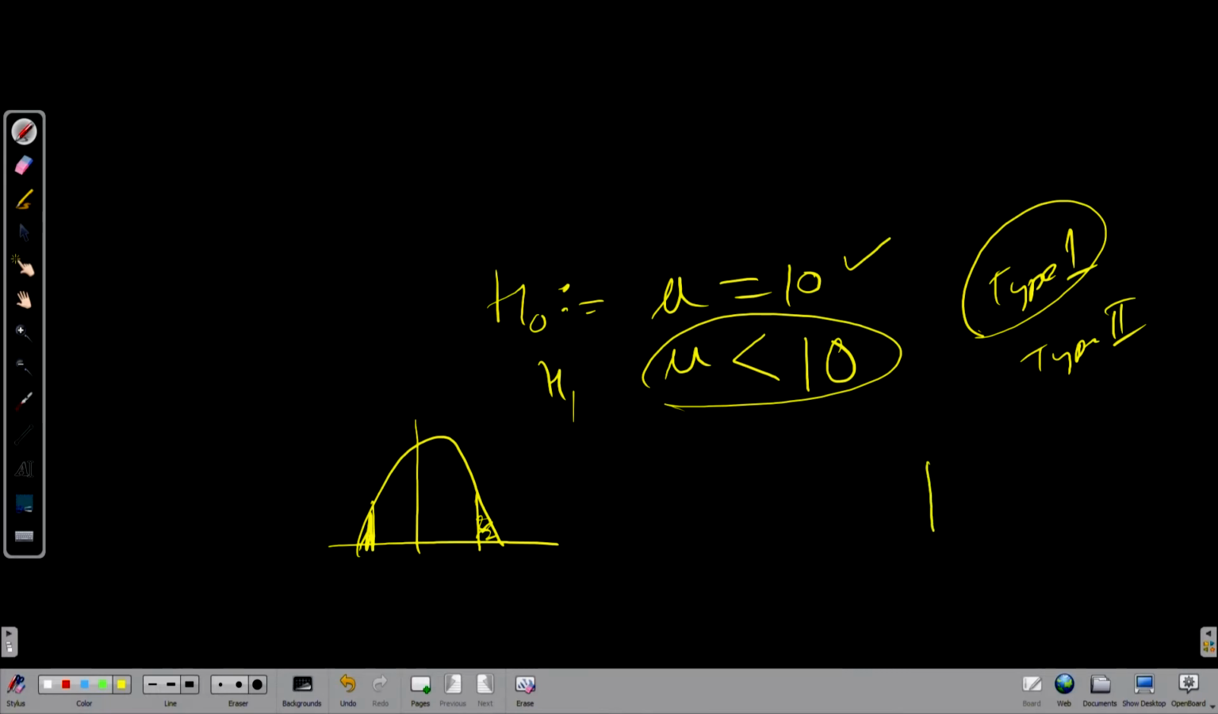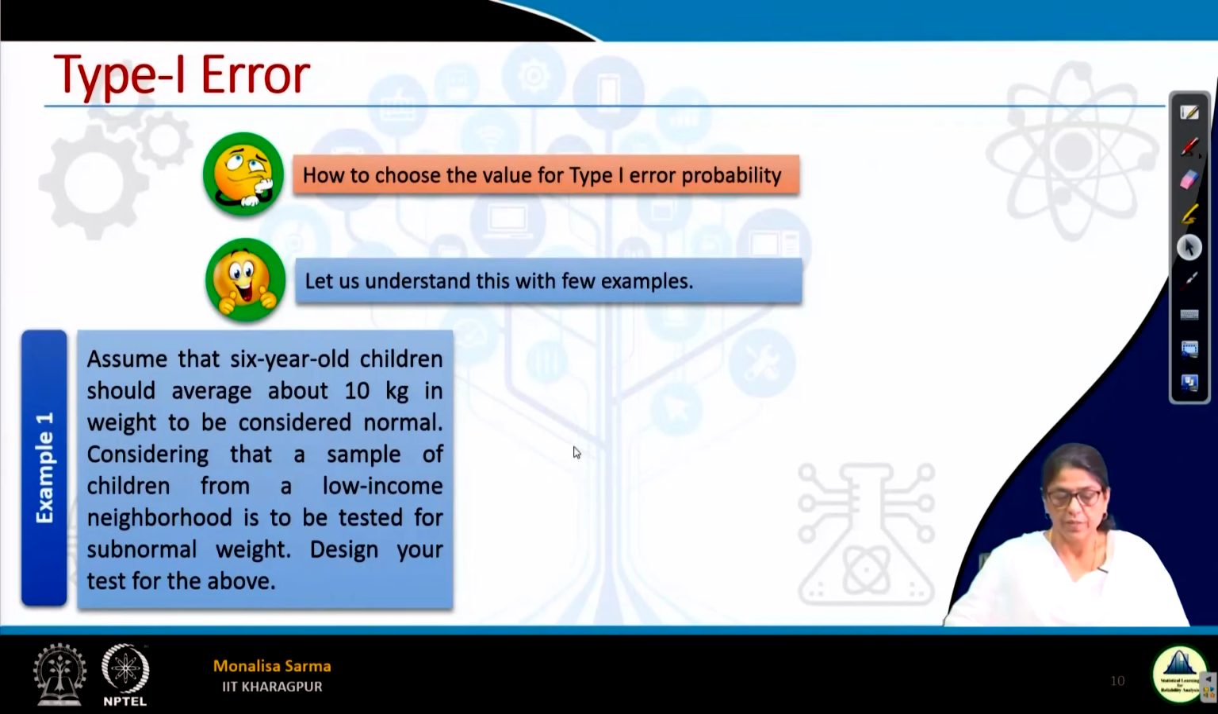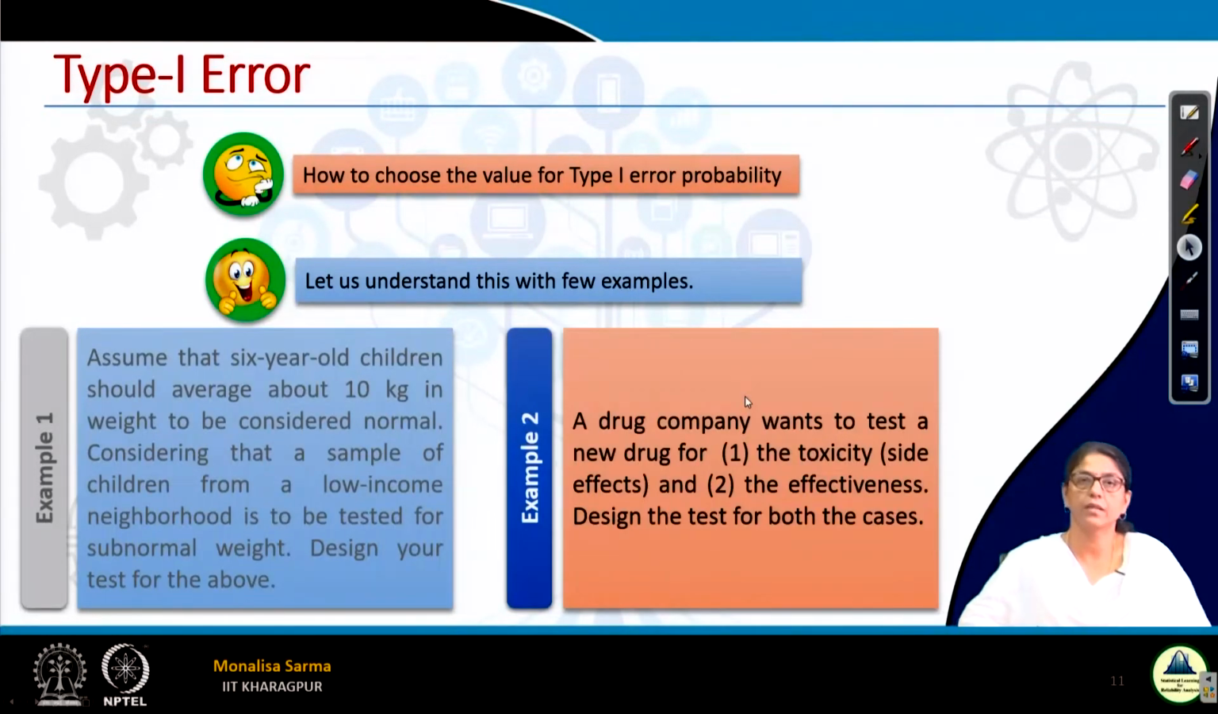Maybe I take a type 1 error of say 15%. Okay, fine. Poor children, even if their weight is fine, if by mistake we have rejected the null hypothesis, let the nutritional program start. So I am ready to accept a 15% error probability. Understood? Now this is one example. So next is the next example.